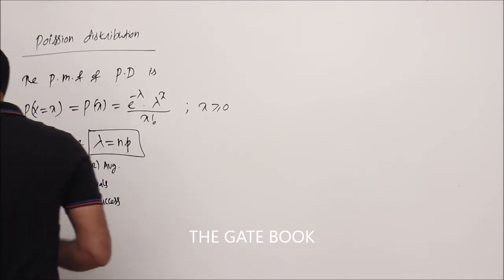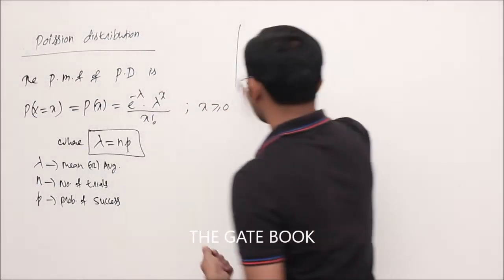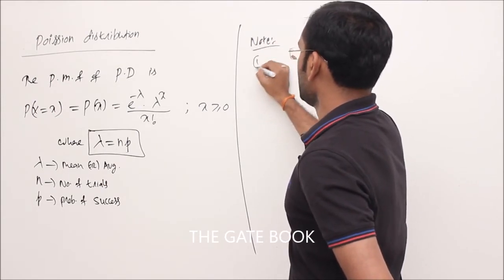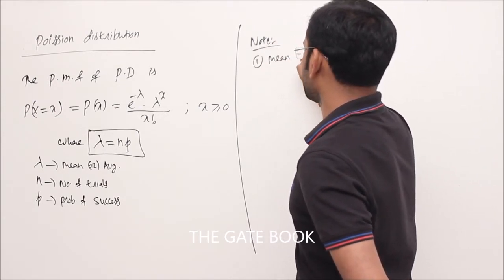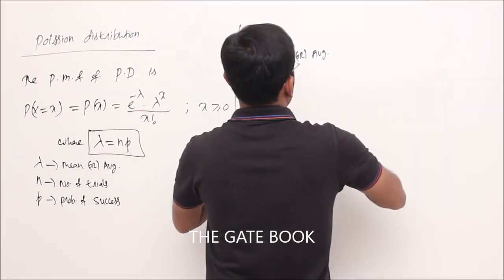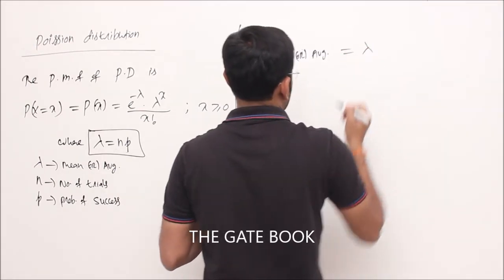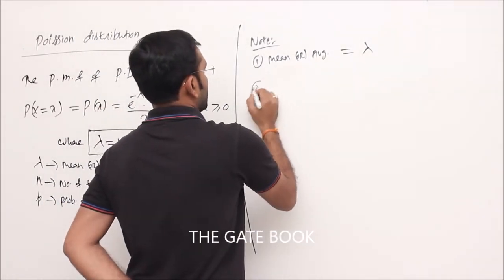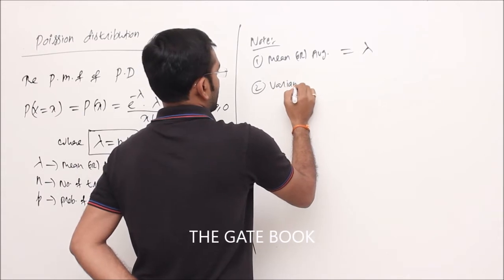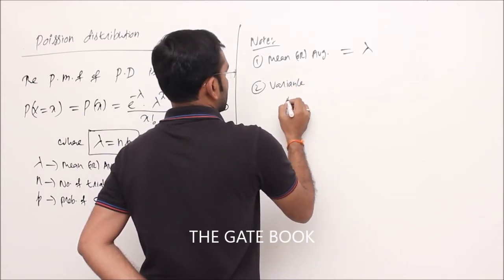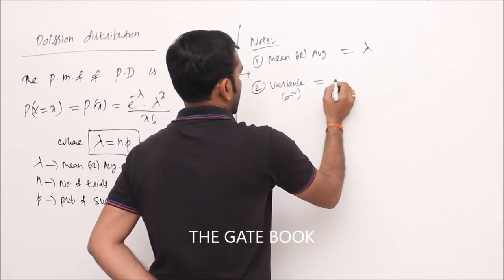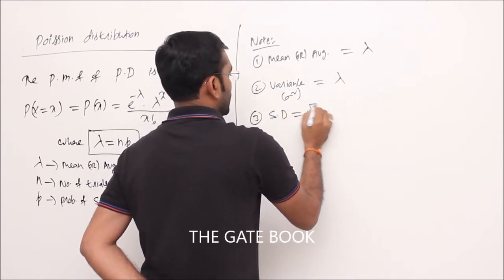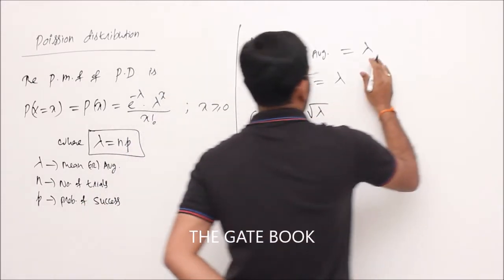So here, in case of Poisson distribution, note that mean or average is given by lambda directly. Similarly, variance sigma square is given by lambda again. Standard deviation is under root of lambda. So we can derive all these things by applying that.